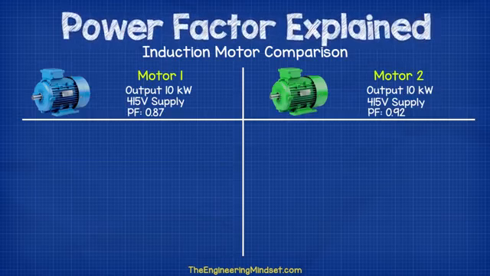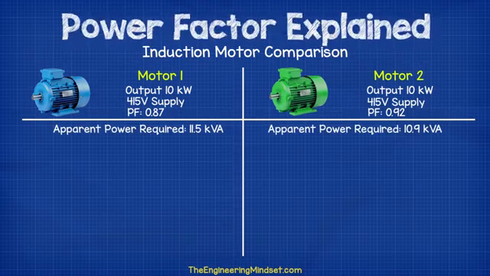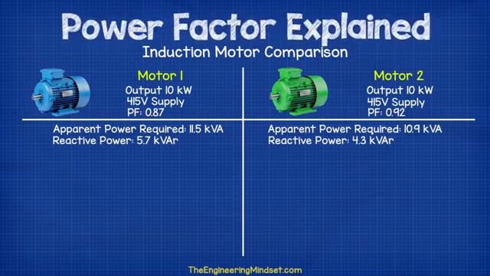If we compare two induction motors that both have an output of 10 kilowatts and are connected to a 3-phase 415 volt 50Hz supply, one has a power factor of 0.87 and the other a power factor of 0.92. Both motors will deliver 10 kilowatts of work, but the first motor has a lower power factor compared to the second one, meaning we're not getting as much value for money. The first motor will need to draw 11.5 kVA from the electricity grid to provide the 10 kilowatts of power. The second motor will need to draw just 10.9 kVA from the electricity grid to provide the same 10 kilowatts of power. This means the first motor has 5.7 kVArs and the second motor has just 4.3 kVArs.